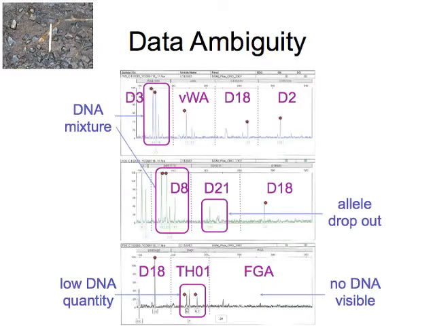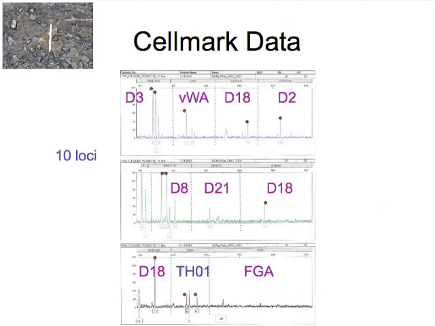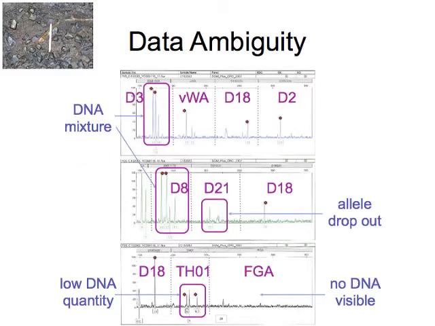So here's some issues with the data. The data have some ambiguity. First, we see mixtures. Here at this one locus, remember it was subdivided into several groups, 1, 2, 3, 4. And the first group, D3, there are 3 peaks here. And at D8, there are 4 peaks. So we have a mixture. There's more than one person in there.